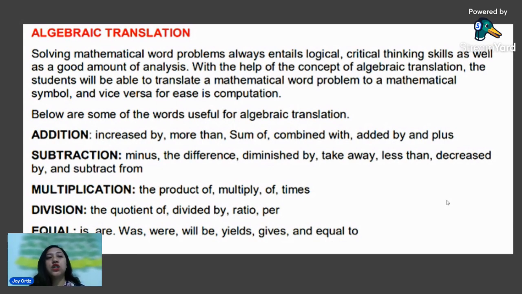For multiplication, it is the product of, multiply, of, and times, that's for multiplication. For division, it's the quotient of, divided by, ratio, per, and that's for division. For equal, we use the words is, are, was, were, will be, yields, gives, and equal to.